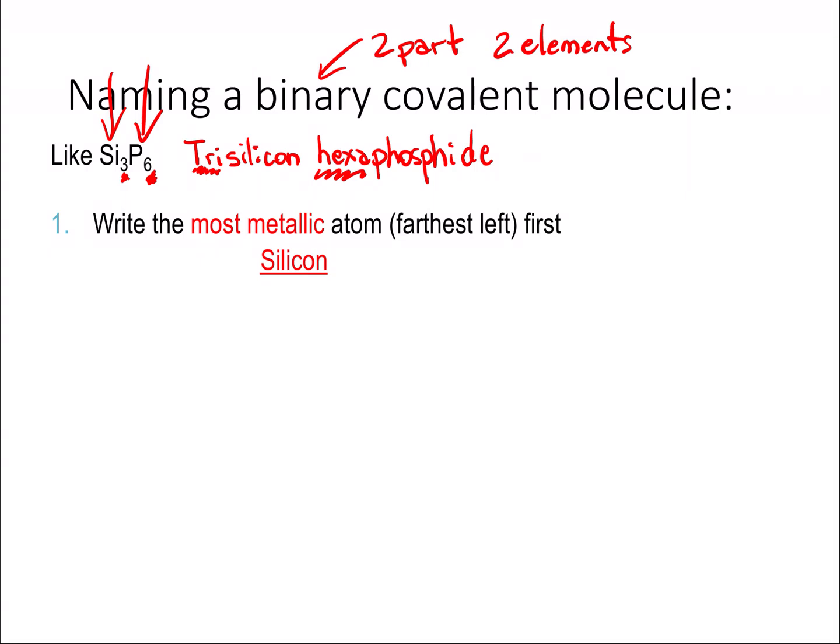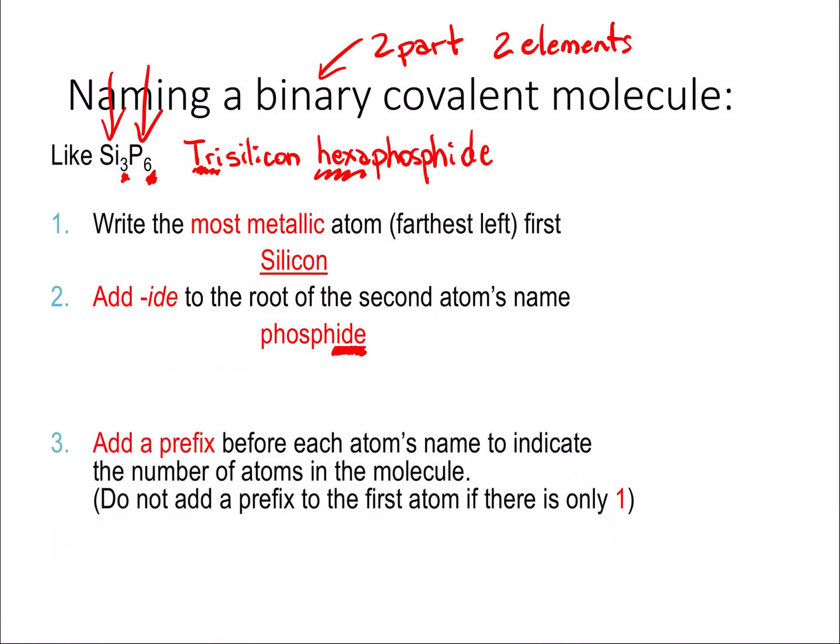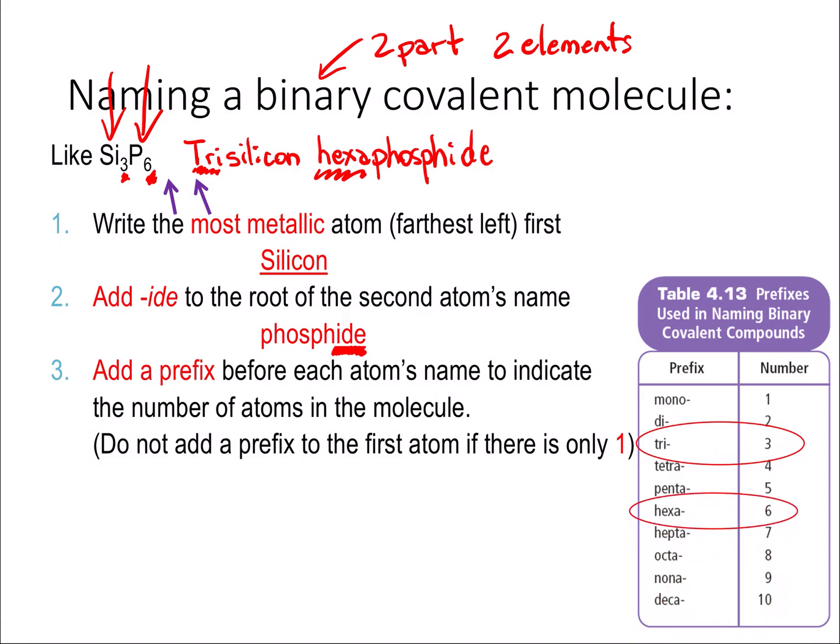Find that dividing line, and whoever's closer gets named first, because they're technically the most metallic, even though it's not a metal. It's a thing. You add "ide" to the second part of the name, right? So you write them down, and then you got to remember to put in the prefix.